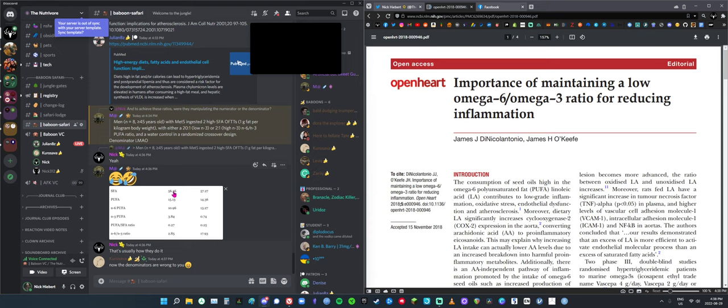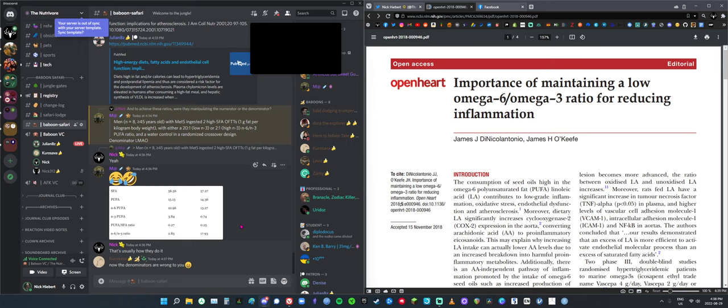We have the ratio. The high omega-6 to omega-3 ratio was about 18 to 1, and the low ratio was about 3 to 1. We still don't have the exact number. Let's say 15 grams of omega-6.